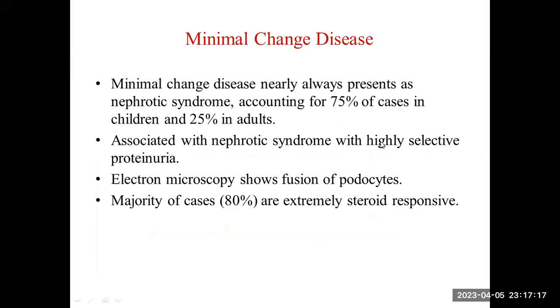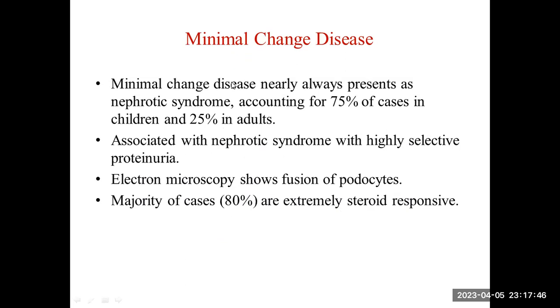As we said, minimal change disease is always idiopathic, so you will not do hard work in attempt to look for secondary causes. You will just consider the condition as a primary, idiopathic condition, and then you proceed to manage the patient. The good thing about minimal change disease is that it has a good prognosis, because in almost 80% of cases, it is extremely steroid responsive. It responds very well to steroid therapy. And this is the specific treatment for minimal change disease.